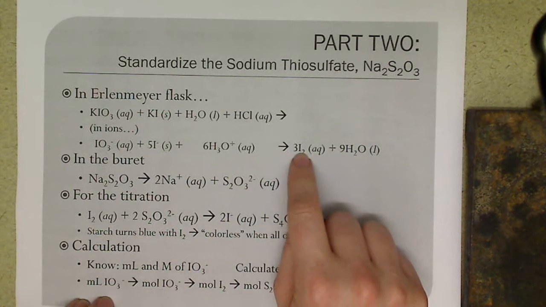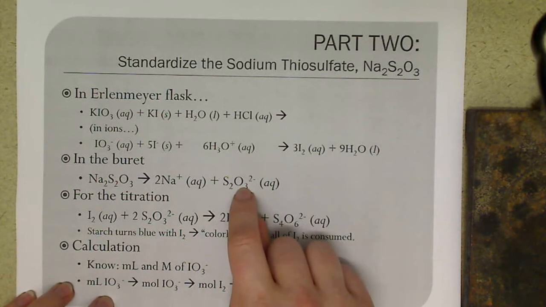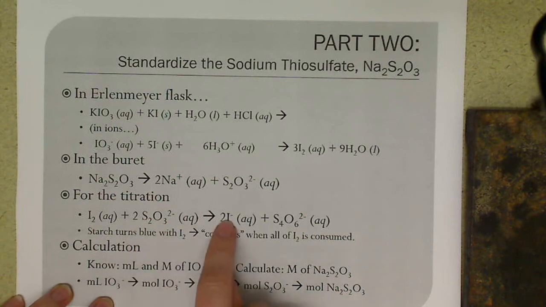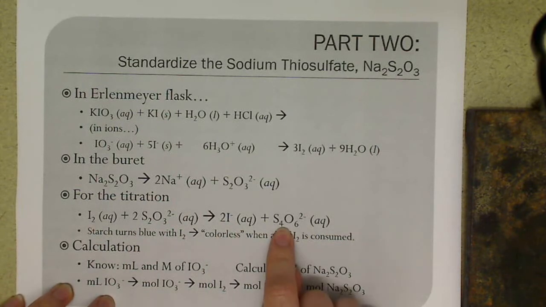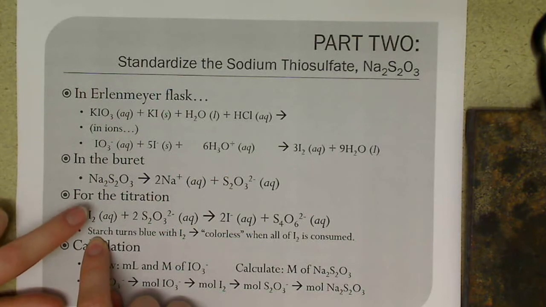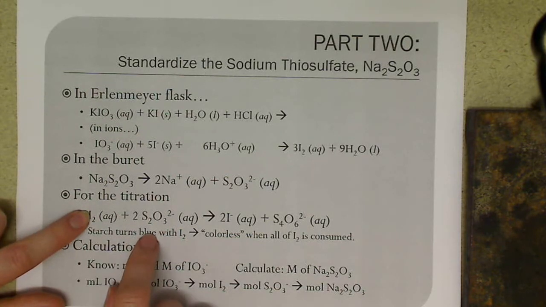So this is what's in your Erlenmeyer flask. This is what we're interested in, the burette. That's what's being titrated. When these two react, they form I-, the iodide ion, and S4O6 2-. What's happening for this titration is that the starch, when I2 is present, is that blue-black color. It's really blue, but it's going to be so dark that it looks black.